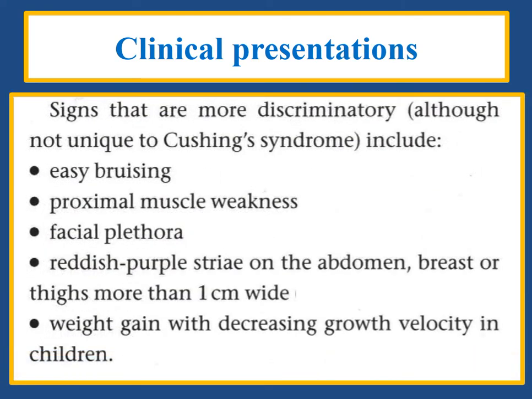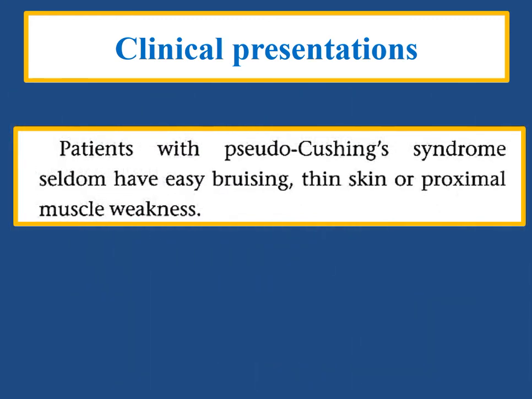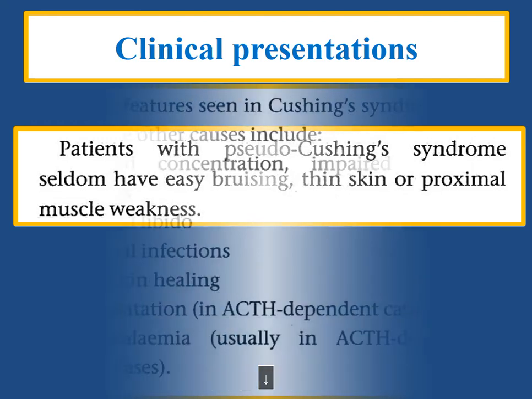Signs that are more discriminatory, although also not unique to Cushing syndrome, include easy bruising, proximal muscle weakness, facial plethora, reddish-purple striae on the abdomen, breast, or thighs more than 1 centimeter wide, and weight gain with decreased growth velocity in children. Patients with pseudo-Cushing syndrome seldom have easy bruising of the skin or proximal muscle weakness.